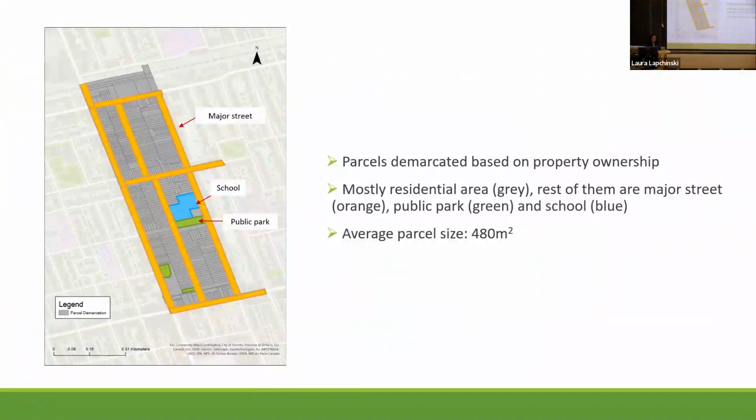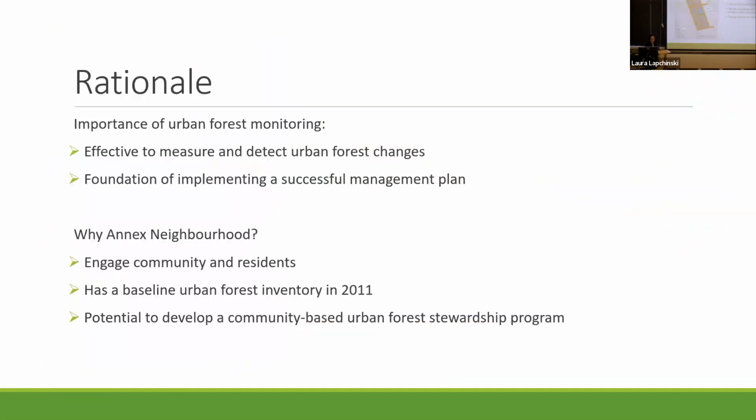The sampling area is diversely demarcated into land parcels based on the property ownership. You could see from the figure that most of the land uses are residential areas, meaning the private ownerships are way more than the public land. The rest of them are some major streets, public parks, and a school. Data will then be collected in each parcel.